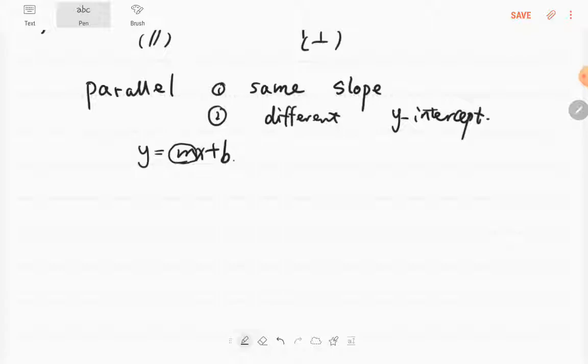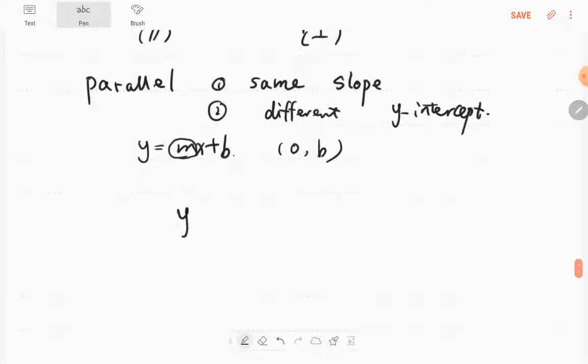So we can automatically get the y-intercept because we know x equals 0 and y is equal to b. It's just the y-intercept. So this one is called slope-intercept form because we can directly find the slope and the y-intercept from this form. So we go back to check the conditions. Same slope, which means m should be the same, but b is not the same. Then we call these lines parallel to each other.